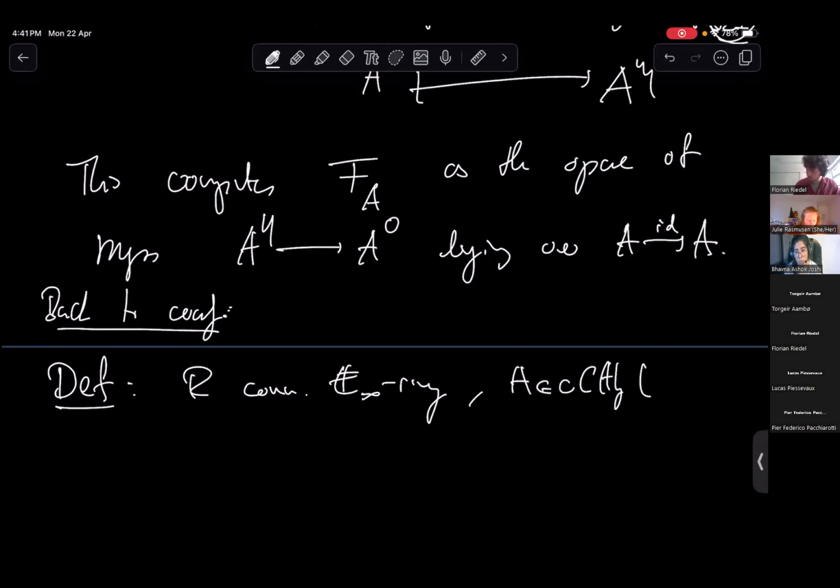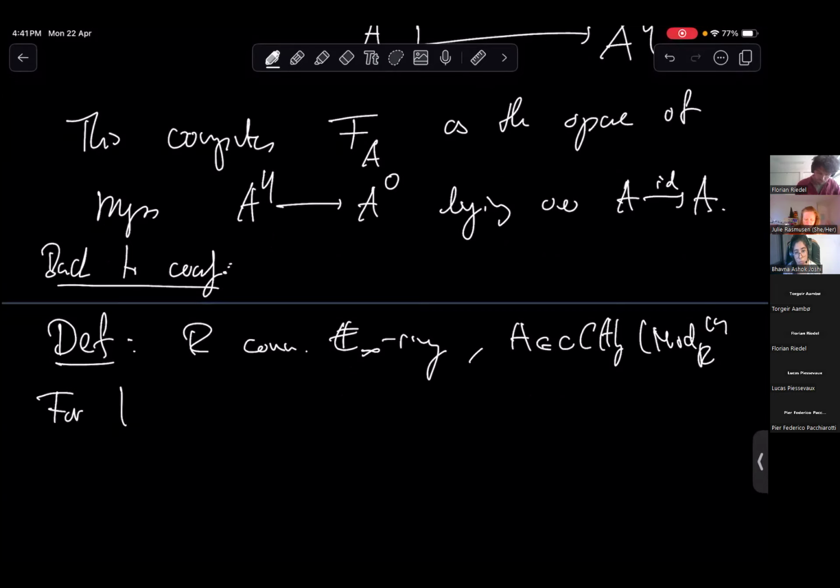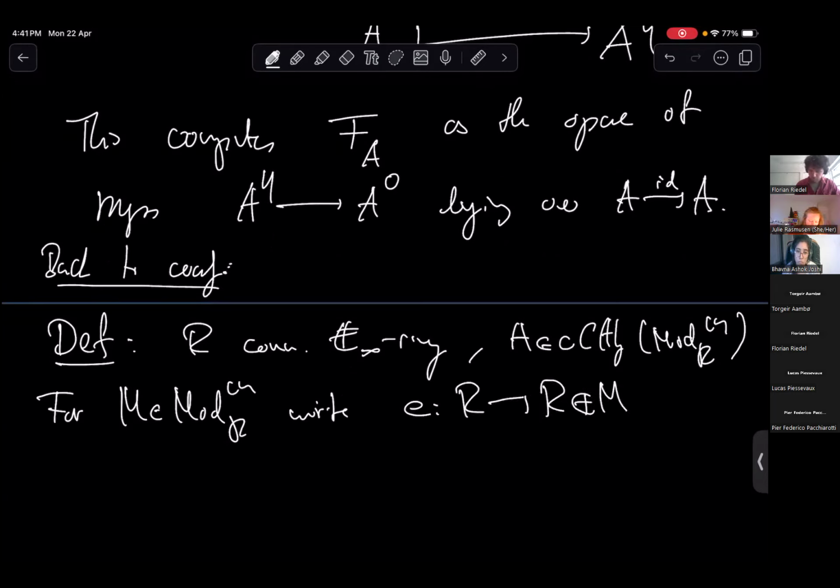And A is a coalgebra in connective R modules. For some M a connective R module. So write E for the zero section. We can take the zero section from R into the split square zero extension of R by M, what I previously denoted by I with M, comma 0.